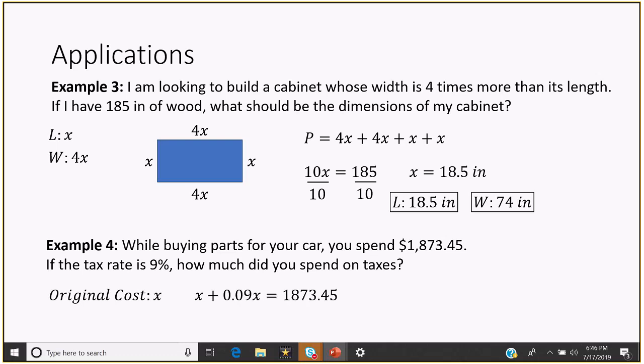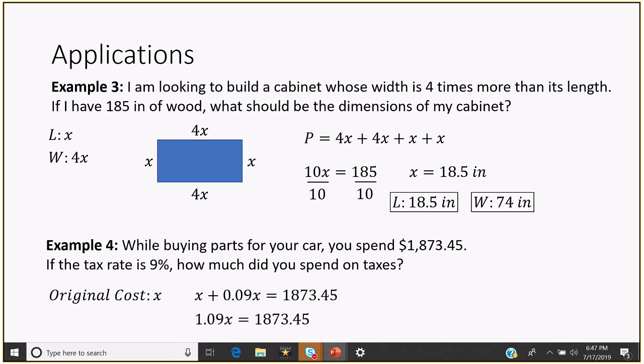So if I have my original cost, again, I'm just using my placeholder of x, and I add to it my tax rate, which we actually saw a few lectures ago, then I would get my total after taxes. That's where this equation comes from: my original cost plus my tax rate 0.09 times my original cost is going to equal my result.